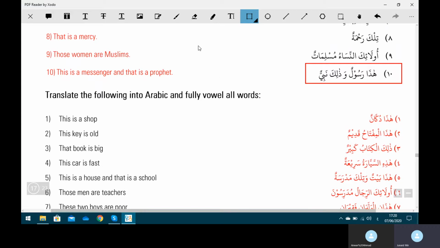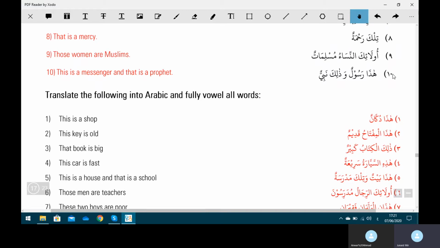Wa means and. Okay, wa and ذلك نبي. Dhalika is an ismul ishara that refers to one male that's far away, and it means that. Nabiyyun means a prophet. So this is a sentence as well. This is not a fragment because there's no alif lam after dhalika. So it means that is a prophet.